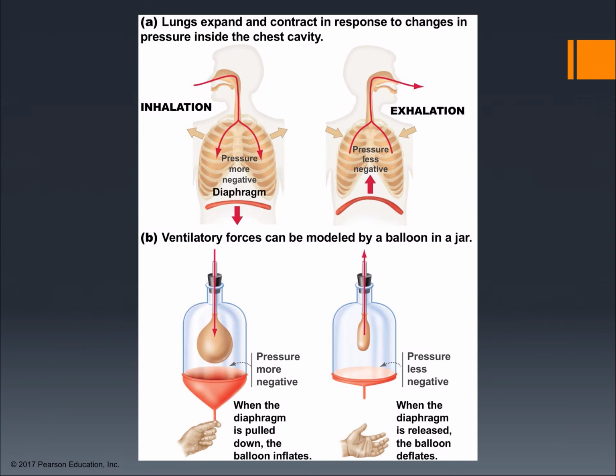Okay, so here's a great figure again showing you the lungs expanding and contracting in response to changes in the pressure cavity. So here in inhalation, you can see the diaphragm is moving down. You're getting the more negative diaphragm, and pressure is decreasing. Here you're seeing the pressure in the lungs increasing, forcing exhalation out. Okay, and the same thing is showing you there with the balloon in the jar. So it's modeling the same thing as your lungs.